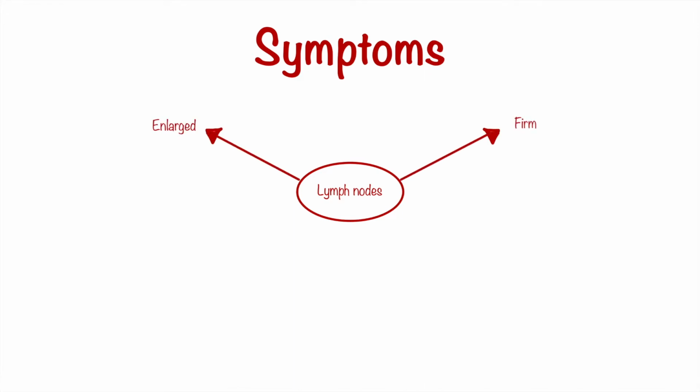Lymph nodes are the most common extrapulmonary site. Nodes are typically described as enlarged, firm, and non-tender. It most commonly affects the cervical and supraclavicular nodes.